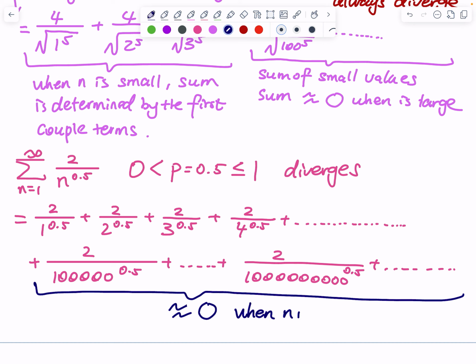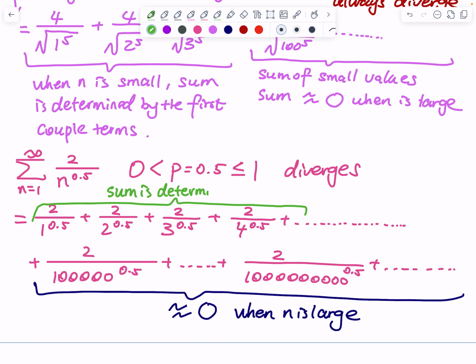All right, and then what happens for the first couple of terms? So this term, what happens? Are we able to determine the sum? Okay, then you can say, all right, 2 divided by 2 to the 0.5, 3 to the 0.5. These values are not arbitrarily large, and then you can say the sum is determined by these terms when n is small.